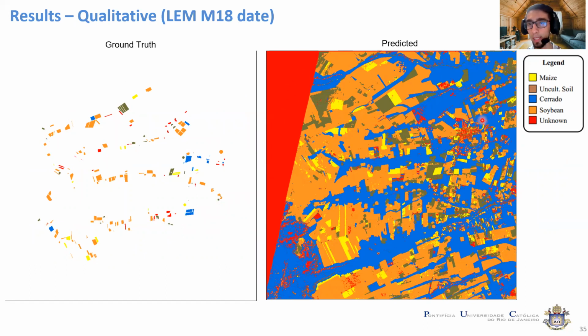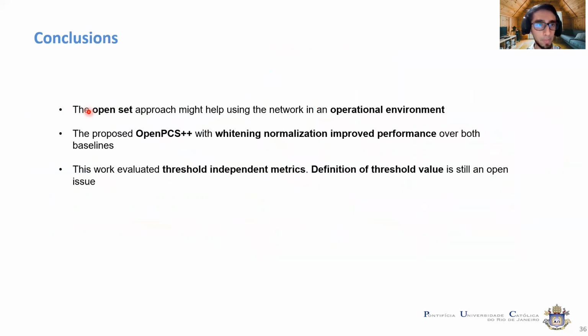As I said before, this is an urban area, and we can see that the network says here, I don't know. And also here, this is a no data area, and the network also says, I don't know, which is very interesting. It's better. As conclusions, the open set approach might help us using the network in an operational environment.